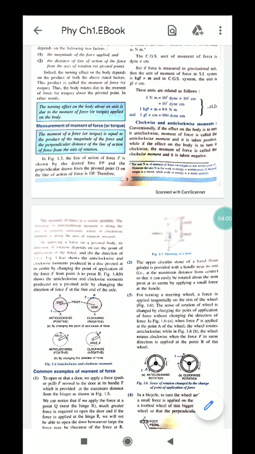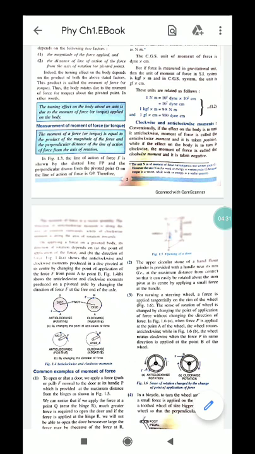And now, what is clockwise moment? On the other hand, if the turning effect of force tends to rotate the body about a point or an axis in a clockwise direction, the moment of force is called the clockwise moment. As per convention, the clockwise moment is considered negative.